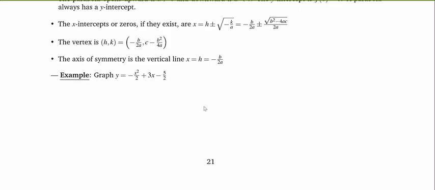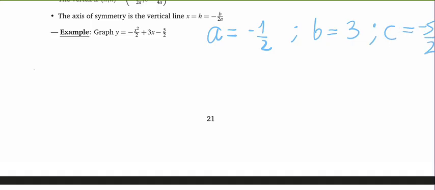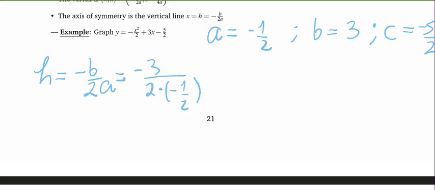So let's actually see how to figure out the graph of this little parabola right here. a equals -1/2, b equals 3, and c equals -5/2. Now the h is actually equal to -b/2a. So that's going to be -3 divided by 2 times -1/2. What is 2 times -1/2? It's going to be -1. So it's -3 divided by -1, which is 3. Awesome.